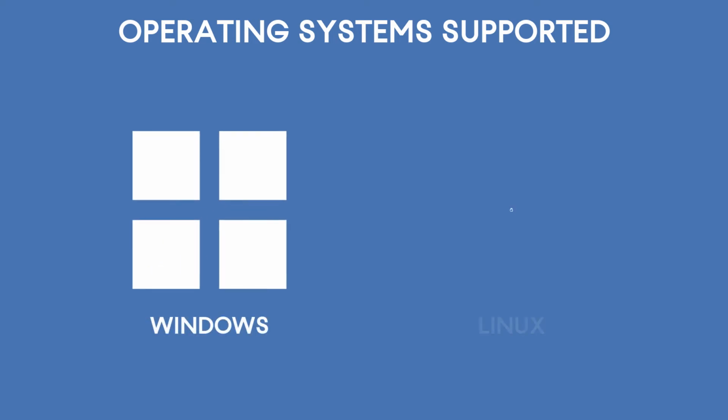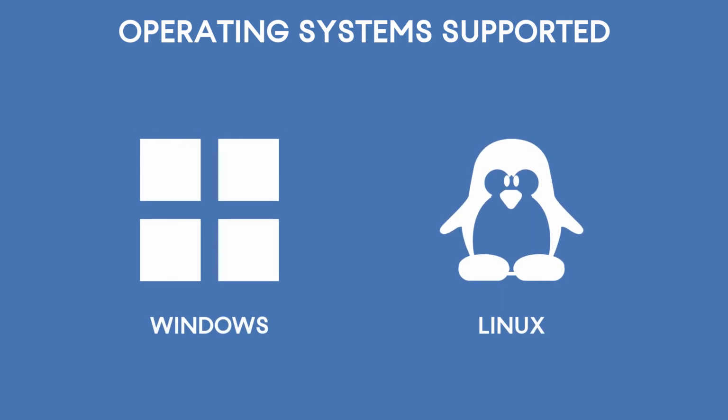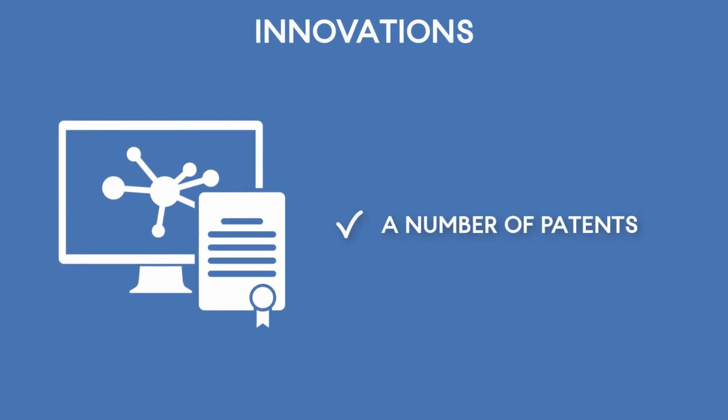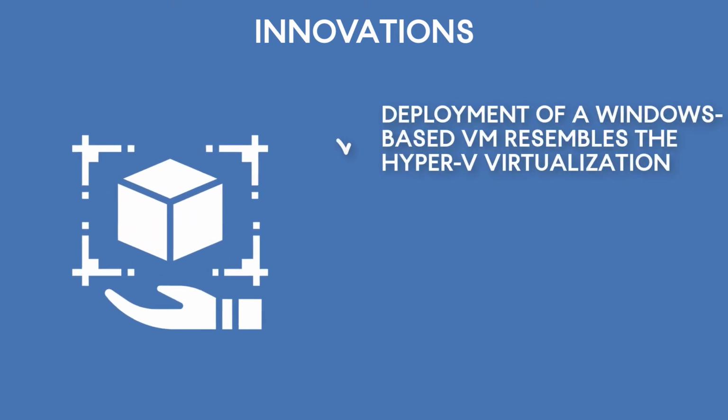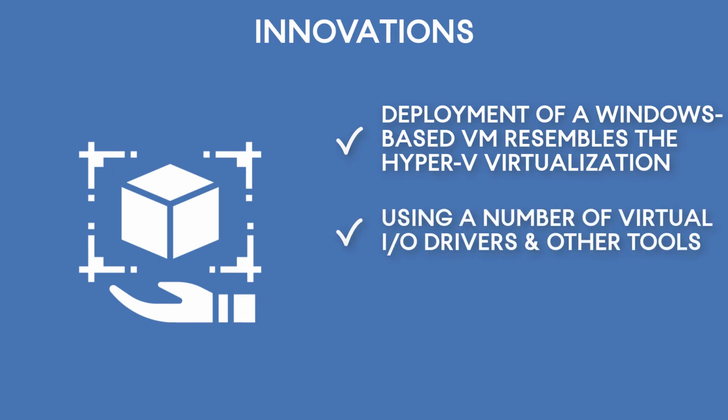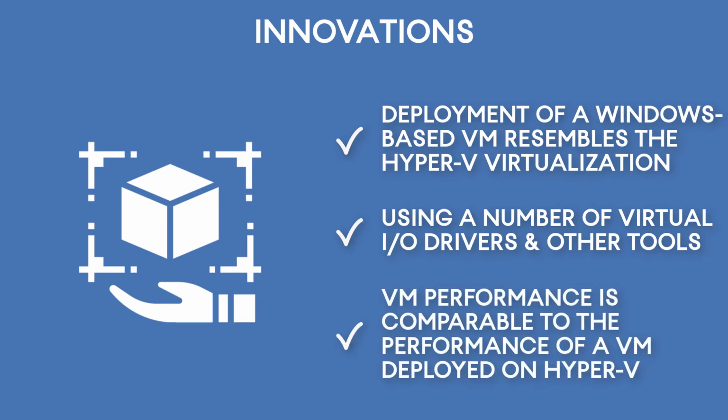Please notice that the Acronis Cyber Infrastructure supports a wide range of Windows and Linux operating systems for the deployment of virtual machines. Moreover, it uses a number of patented innovations to optimize the performance of the deployed VM. For example, the deployment of Windows-based VMs resembles the Hyper-V virtualization. It means that by deploying a Windows-based VM, Acronis Cyber Infrastructure uses a number of virtual I/O drivers and other tools that boost its performance. As a result, the VM's performance becomes comparable to the performance of similar VMs deployed on Hyper-V.